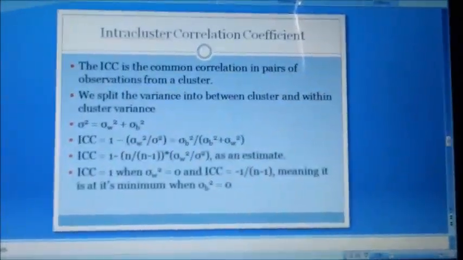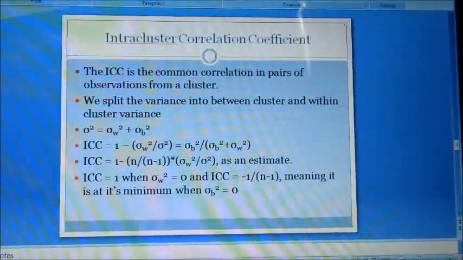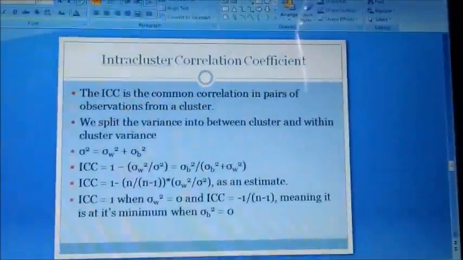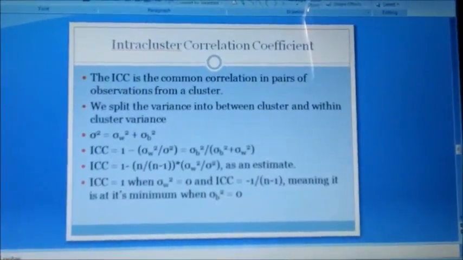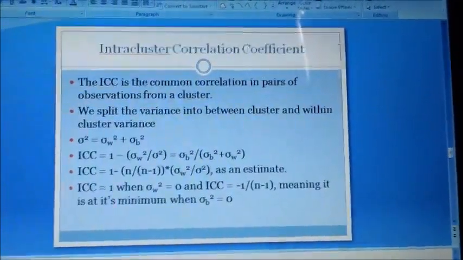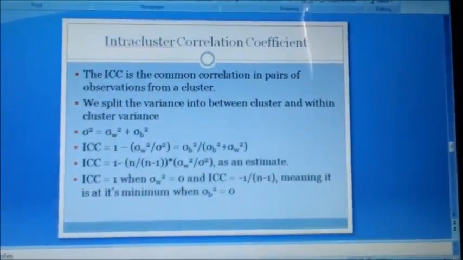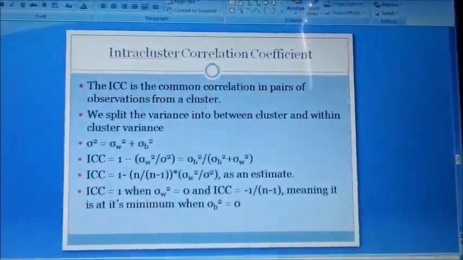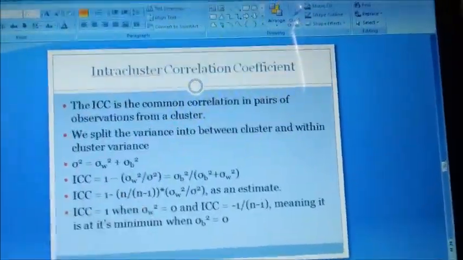So ICC can also be estimated as 1 minus n over n minus 1, all times the within cluster variance over the total variance. This is because n over n minus 1 is just equal to 1 for sufficiently large n. So from this formula, you can see that ICC is equal to 1 when the within cluster variance is equal to 0, because that term would just go away.